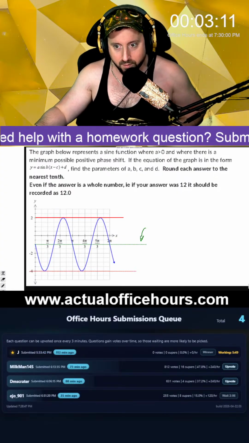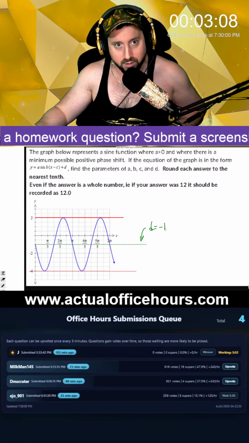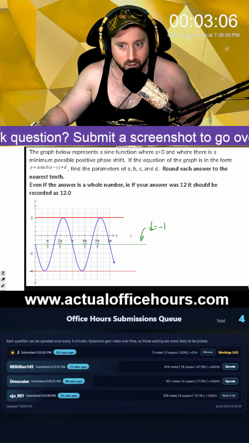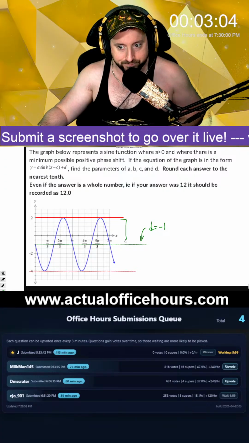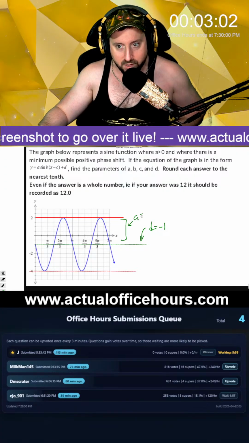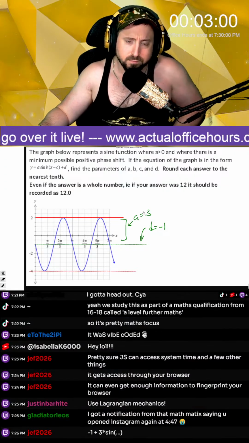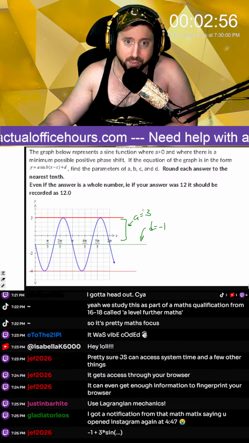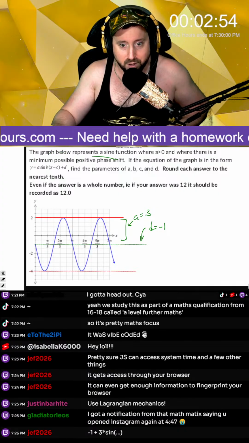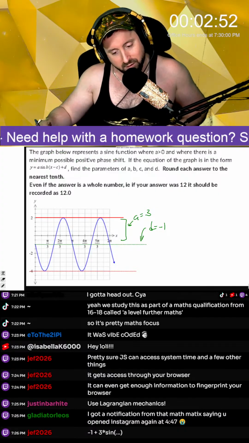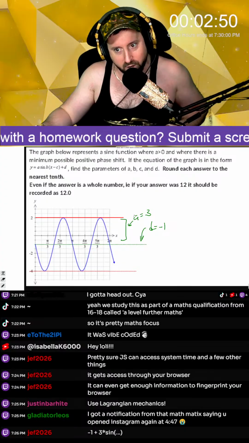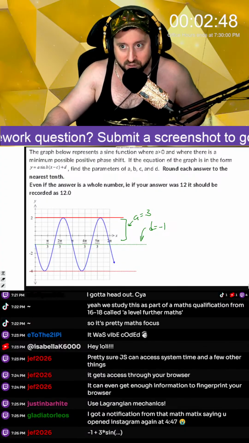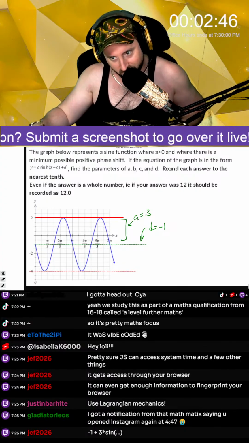This tells you right away that D is equal to -1. Good. It also tells you that A is equal to 3. And now here's the key thing. We want the minimum possible positive phase shift. So I think we want to make this equal to -3. Oh, no, it says A is always greater than 0. Never mind. Okay, take that back.